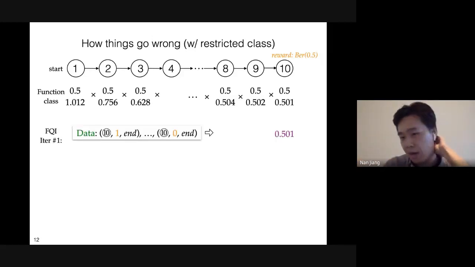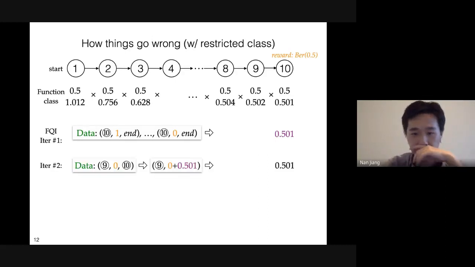Okay, so now let's see how learning from bootstrap targets actually fails in this case, right? So as usual, you learn that the last state has a value, say 0.501, which is pretty close to the true value. Now you use that to form the bootstrap target for the previous time step. And now what you realize is that your label is slightly wrong, right? Because you're treating your learned value of state number 10 as if it were the true value, but it's not.